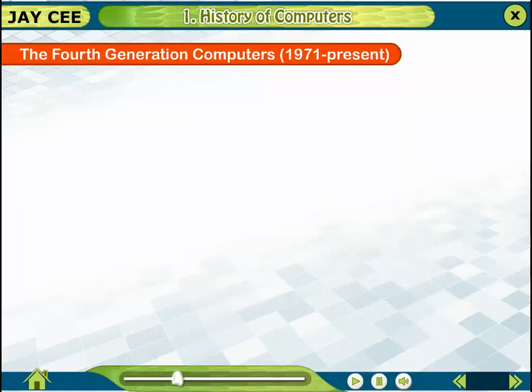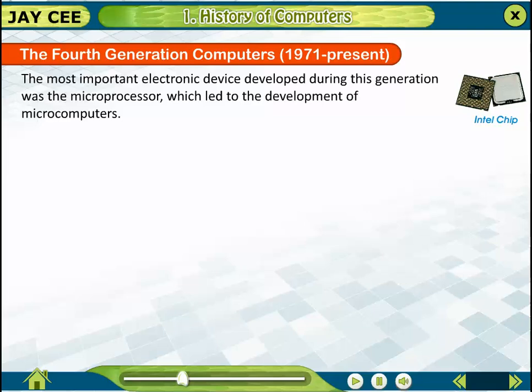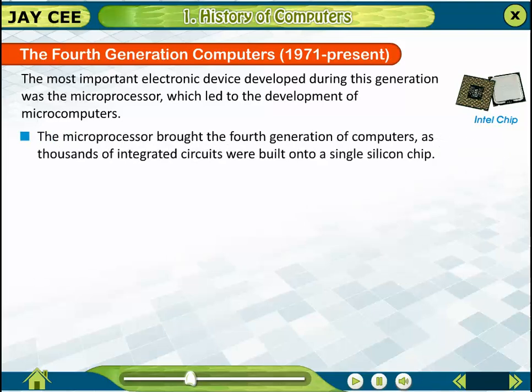The fourth generation computers, 1971 to present. The most important electronic device developed during this generation was the microprocessor, which led to the development of microcomputers. Intel chip. The microprocessor brought the fourth generation of computers as thousands of integrated circuits were built onto a single silicon chip.